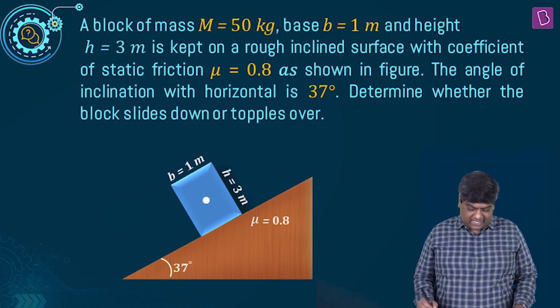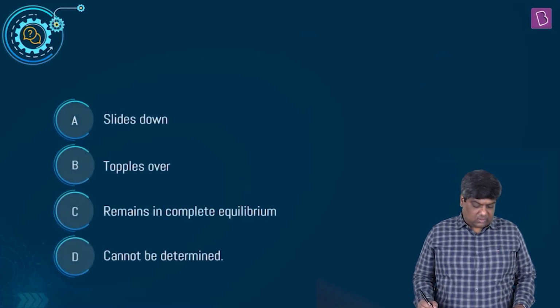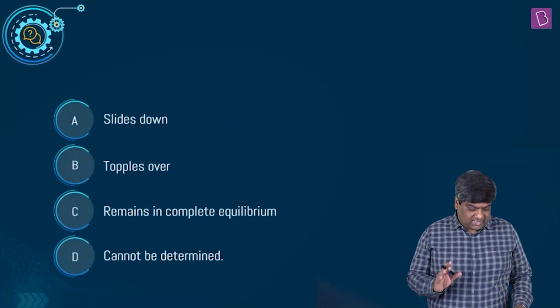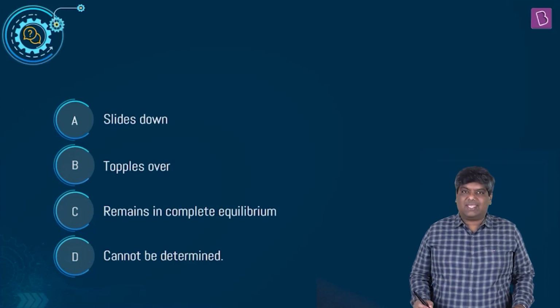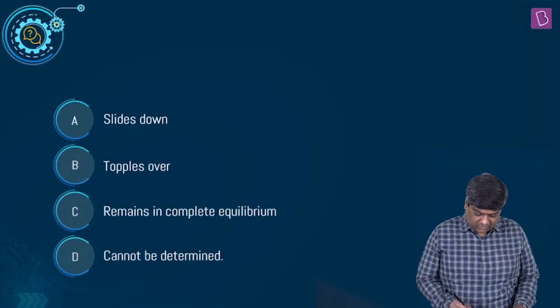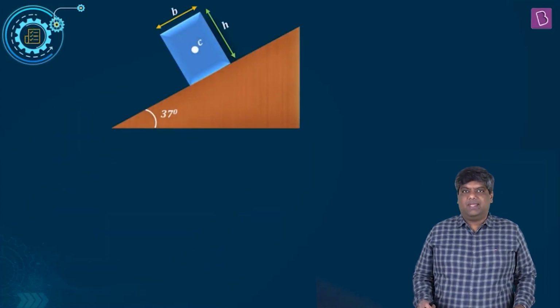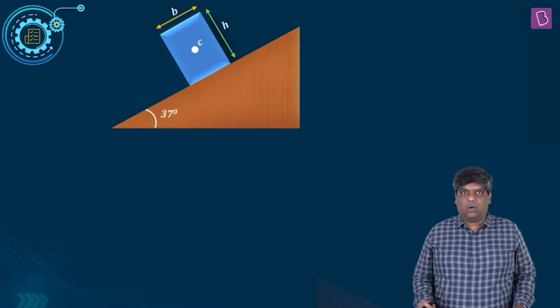Here is the diagram and here are the options. It slides down, it topples over, it remains in complete equilibrium, cannot be determined. So let us see which one of them is the correct one. Here is our system.